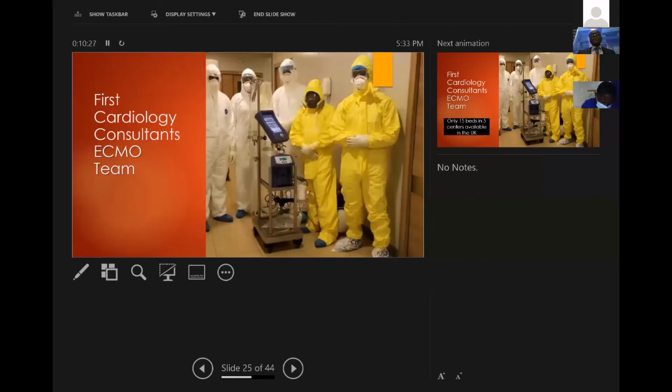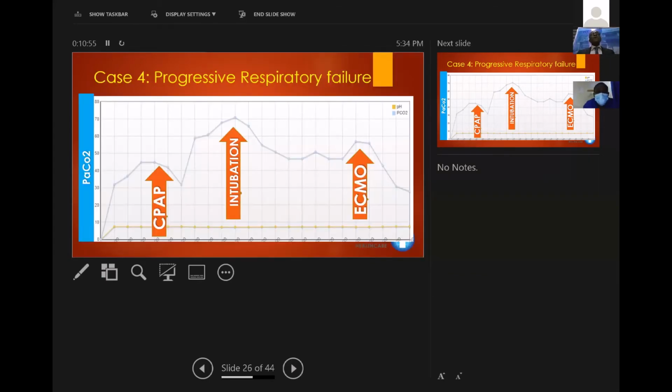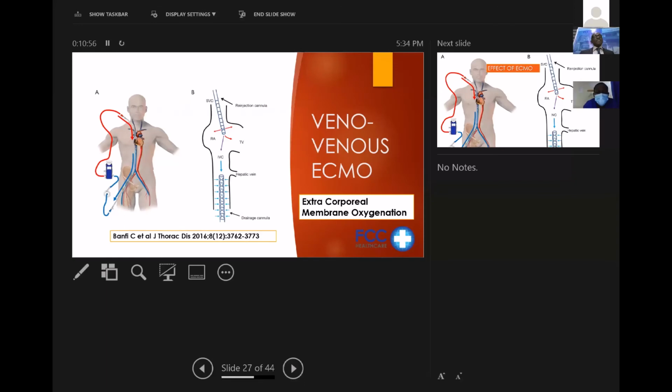This is our ECMO team. It's a very technically demanding and labor-intensive team and service. And this is a rare service. There are only 15 beds available in a total of 5 centers in the United Kingdom. So this isn't something that is available to everybody, even in developed countries. So this is what this entails.